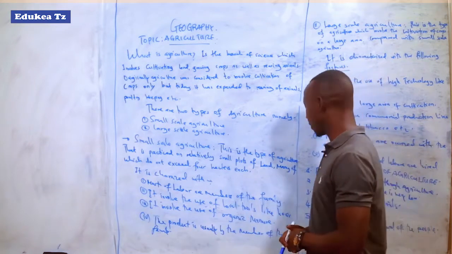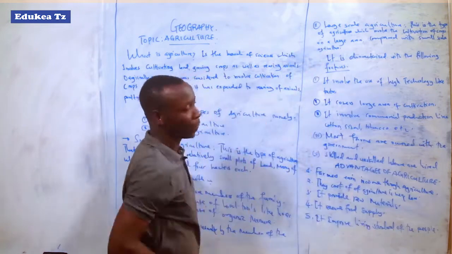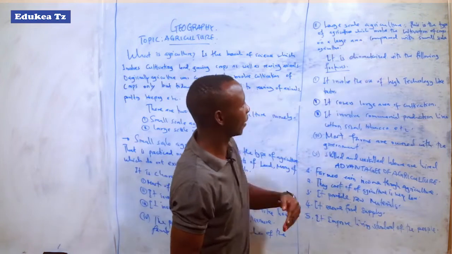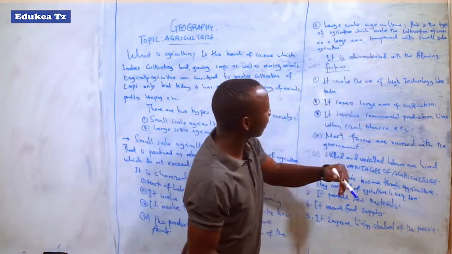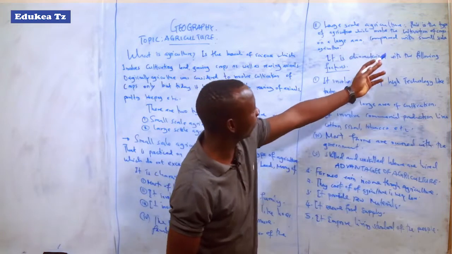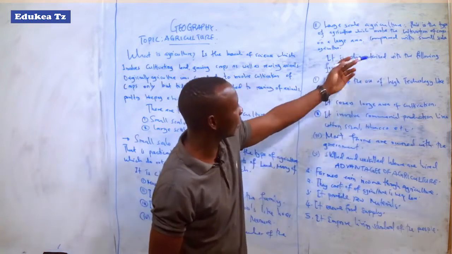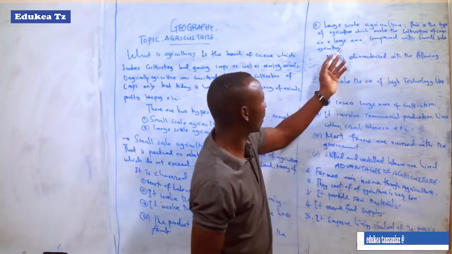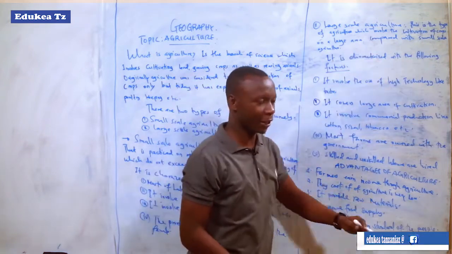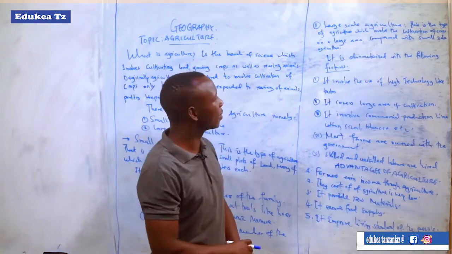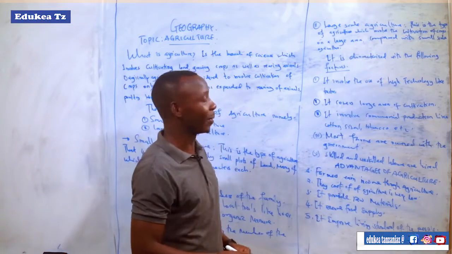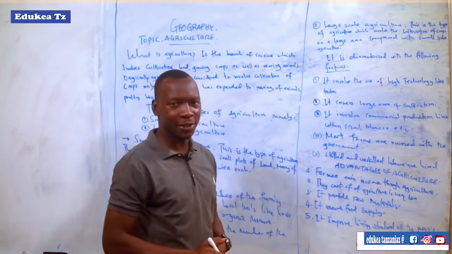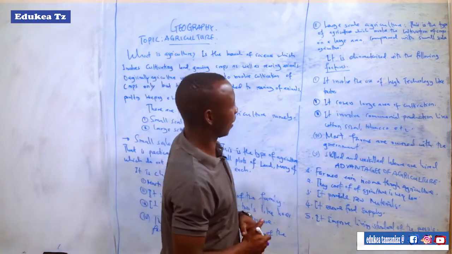After looking at this, let us now look at another type of agriculture, which is large-scale agriculture. Large-scale agriculture is a type of agriculture which involves the cultivation of crops on a large area compared with small-scale agriculture. It involves the cultivation of a large area in a particular place, and it may cover 10 acres up to 100 acres.